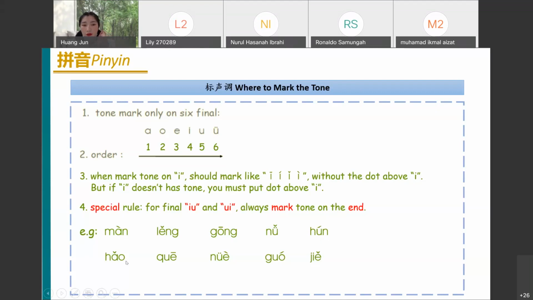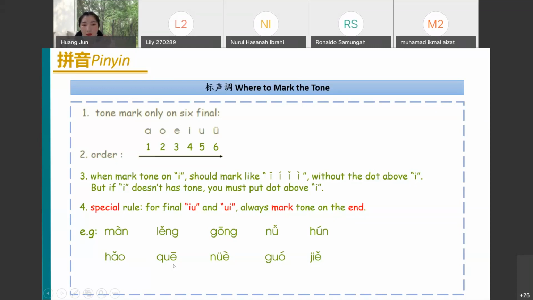But if they have 2 or more options put together, like HAO, both A and O can be marked with a tone. So which one should you put the tone mark on? This is the second rule you need to remember, okay? So we give you the order over here. Rule number 2 is: whichever letter appears in front, you mark the tone on that. So A is always the first one. A is number 1, O is number 2, then number 3, number 4, number 5, and number 6. So which one appears in front? You put the tone mark there. Like A and O, A is always the first one, then you put the tone mark on A only.